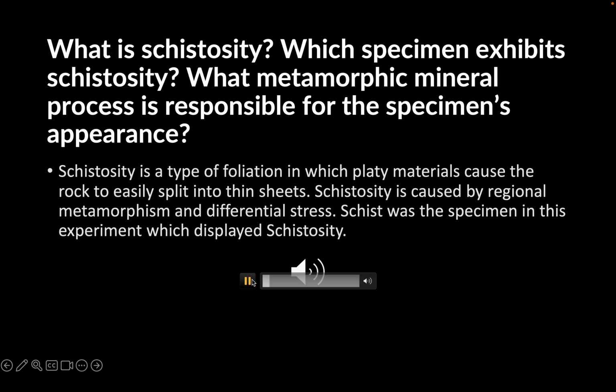Finally, what is schistosity? Which specimen exhibits schistosity? And what metamorphic mineral process is responsible for the specimen's appearance? Schistosity is a type of foliation in which platy materials cause the rock to easily split into thin sheets. Schistosity is caused by regional metamorphism and differential stress. Schist was a specimen in this experiment which displayed schistosity.